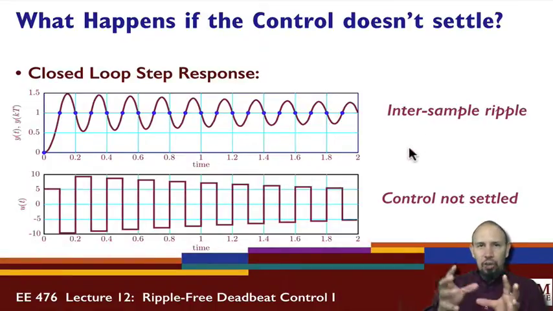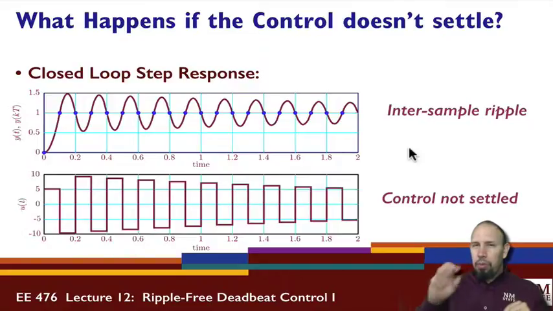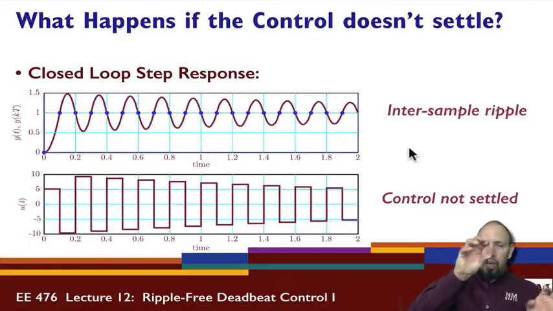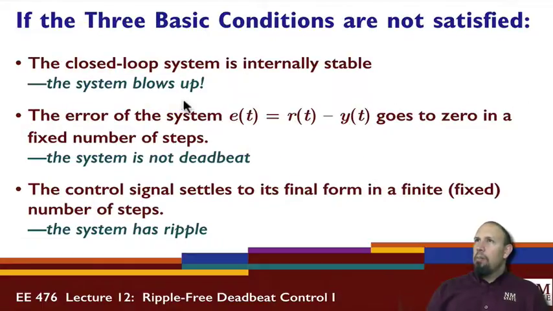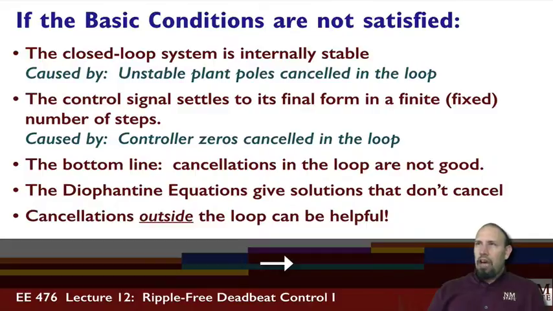inside the loop. We can do the cancellation of the reference input. Remember, we looked at the reference input and compared it with the numerator. That cancellation was okay. This is stuff that's happening inside. So basically, if these conditions are not satisfied, if the closed-loop system is not internally stable, it blows up. If the error of the system does not go to 0 in a finite number of steps, the system is not deadbeat. If the control signal does not settle into its final form in a finite number of steps, then the system has ripple. So we've seen examples of all of these kinds of things and how they're affected.